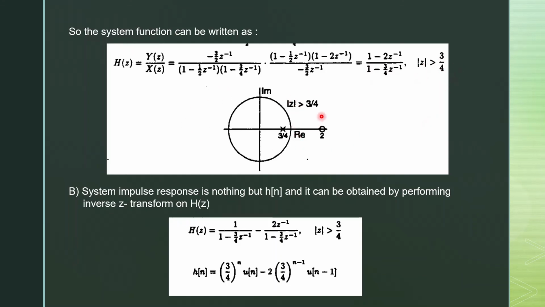So here is the pole zero plot for this example. In part B we are asked to find the impulse response, which is nothing but h of n, and it can be obtained by performing the inverse z transform on H of z. So h of n equals (3 by 4) to the power n u of n minus 2 into (3 by 4) to the power n minus 1 into u of n minus 1.